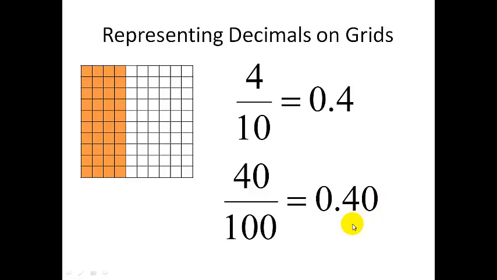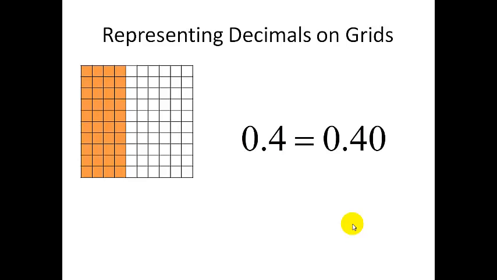So thinking about this, remember the area didn't change. So 4/10 and 40 hundredths are the same number. They are called equivalent decimals.